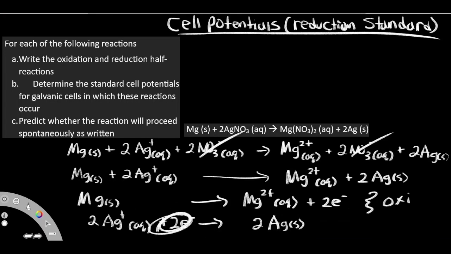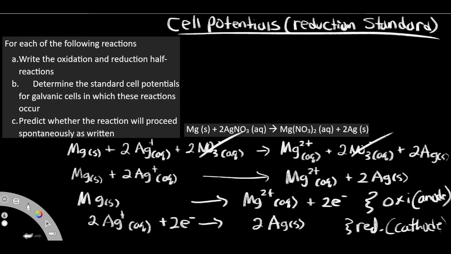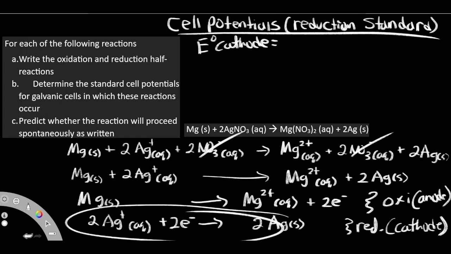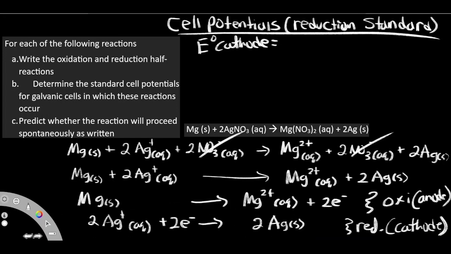This one here, it has received on the reactant end. So this is obviously the gaining end, also known as the reduced end. So oxidation would be the anode, and the reduction would be the cathode. So let's determine the standard cell potentials. So our E cathode is going to be this one here, 2 Ag+ plus 2 electrons yielding the 2 Ag.